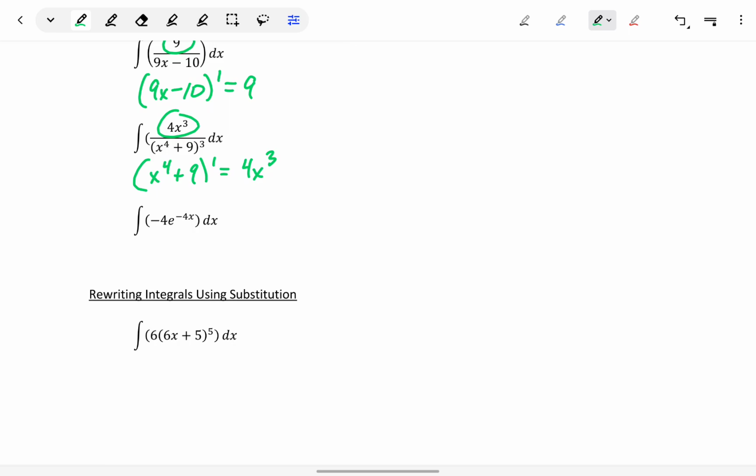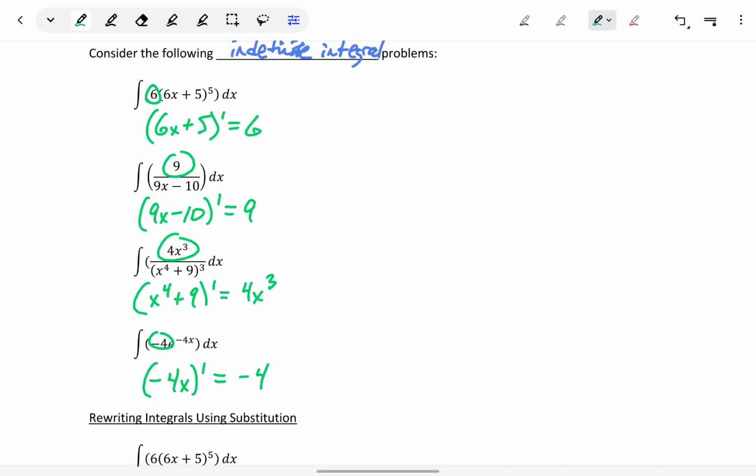And in the last one here, we have the indefinite integral of negative 4 e to the negative 4x. Negative 4x is that interior expression, and if we take its derivative, we get negative 4, which matches up with that coefficient out front.